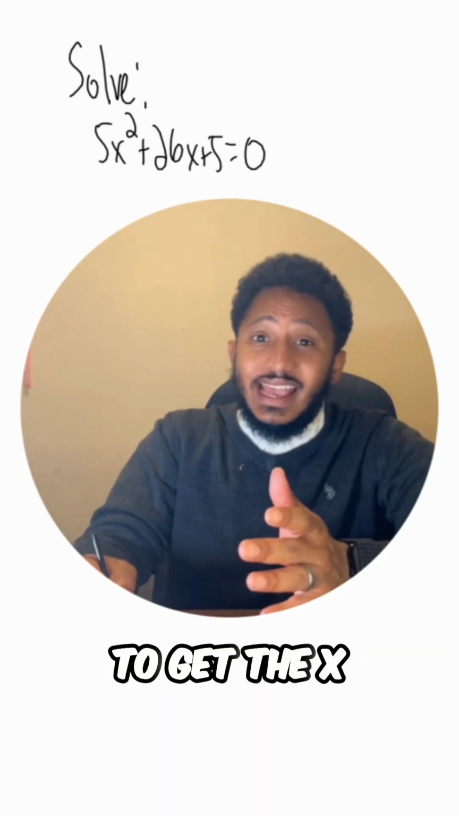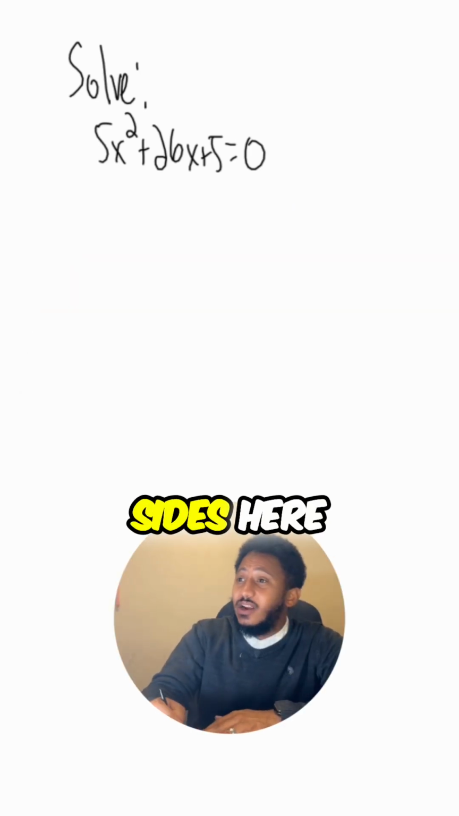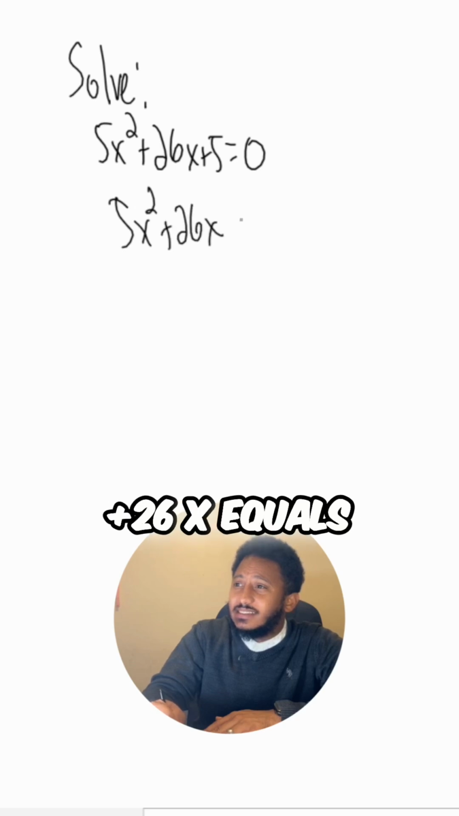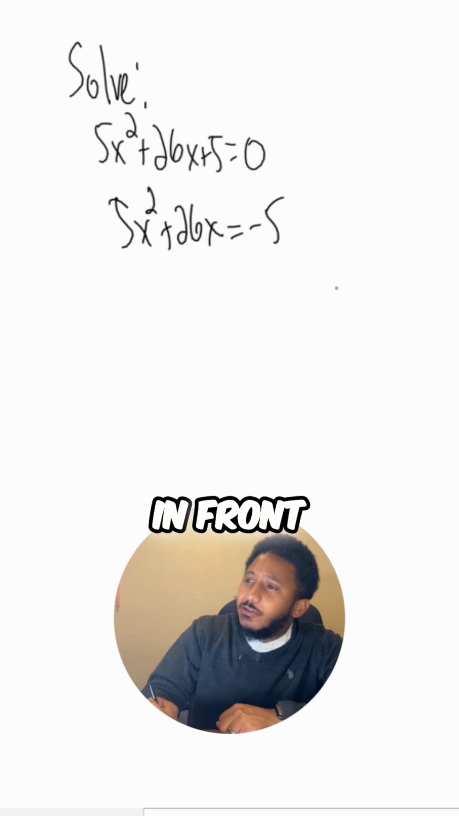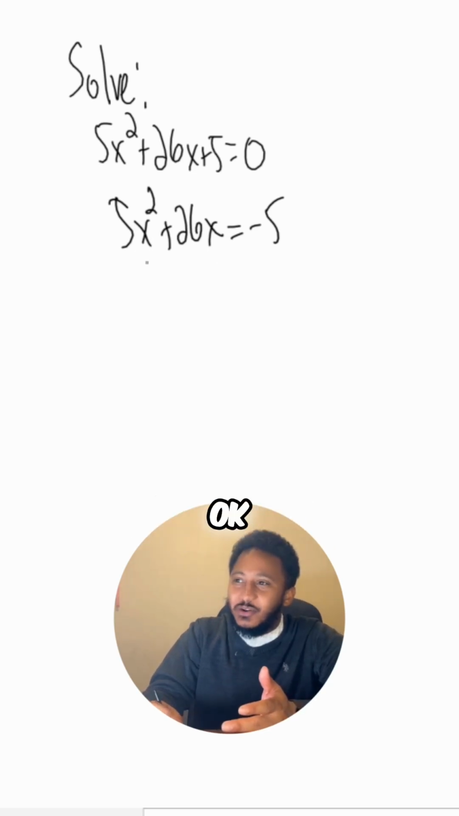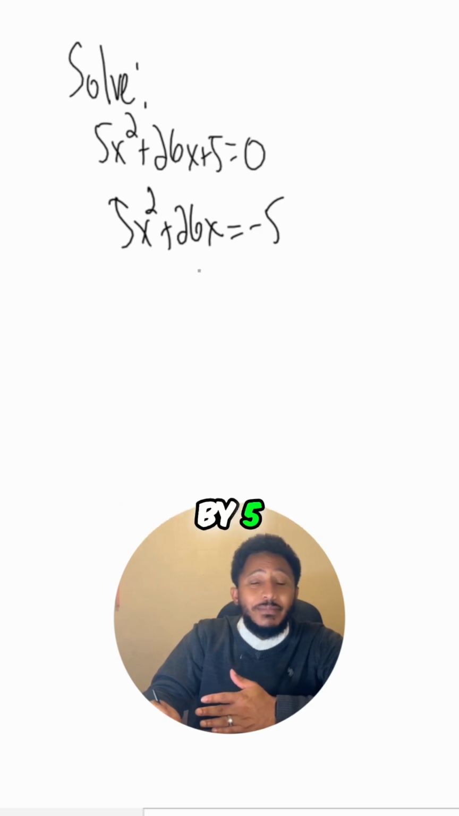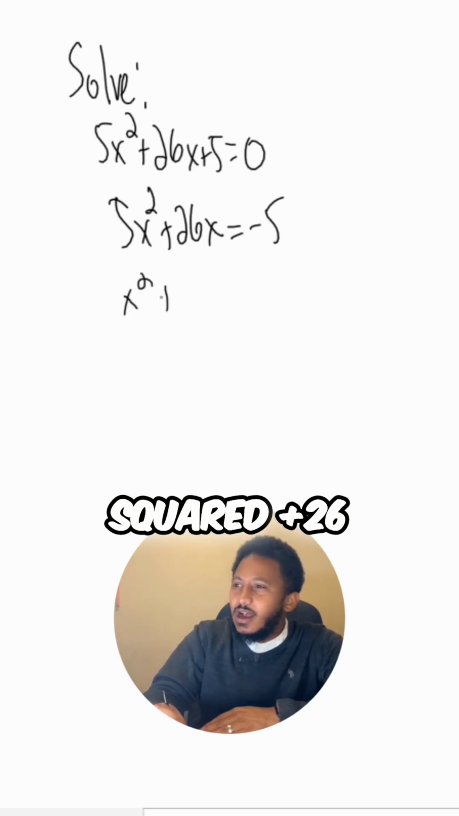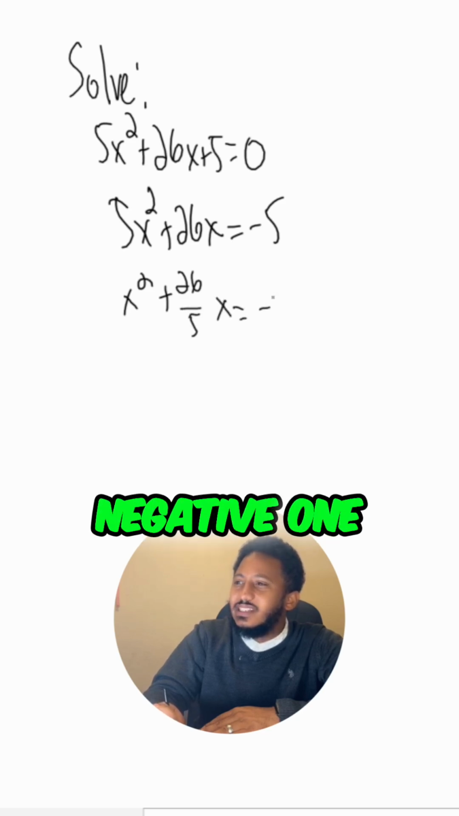Now first, to get the x stuff by itself, we're going to subtract 5 from both sides. That'll give us 5x squared plus 26x equals negative 5. So just to gather the x stuff. Now, this number in front of the x squared is kind of in the way, so we also want to get rid of that in completing the square. So let's divide everything by 5. All right, that gives me x squared plus 26 over 5 x equals negative 1.